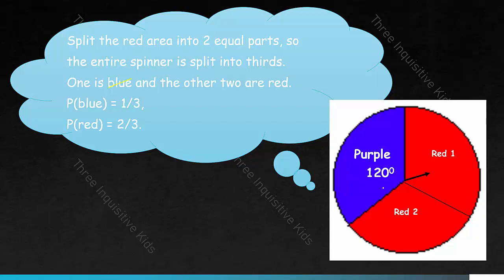Here we have our purple section, and it's 120 degrees out of 360. And when you simplify this fraction, you get 1/3, which means that the purple section was already 1/3 of the entire circle.